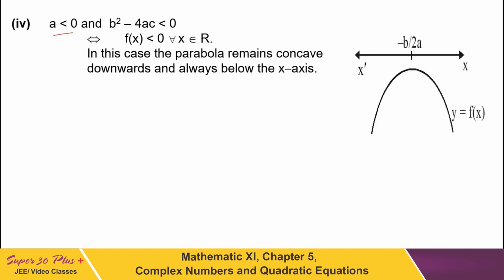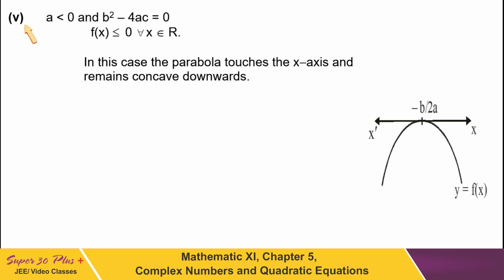Point number 4. If a is negative, then parabola is concave downward, and if D is negative, then we can say f(x) is always less than 0. In this case, the parabola remains concave downward and always below the x-axis. Point number 5. If a is less than 0 and D is equal to 0, then we can say f(x) is less than or equal to 0. In this case, the parabola touches the x-axis and remains concave downward.